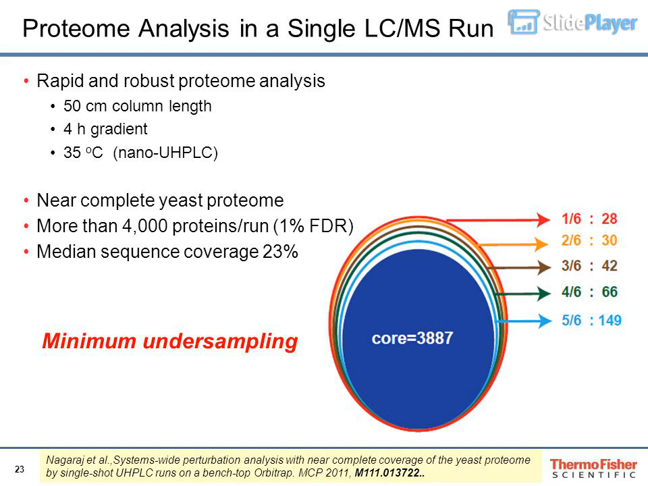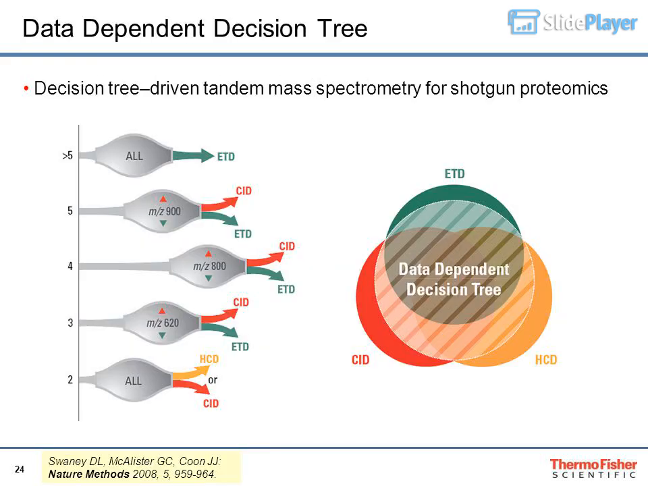We found the combination of a 50 cm column and 4 hour gradients to be a good combination for standard use. Minimum undersampling. Nagaraj et al. Systems-wide perturbation analysis with near complete coverage of the yeast proteome by single-shot UPLC runs on a benchtop Orbitrap. MCP 2011, M111.013722. Data-dependent decision tree.